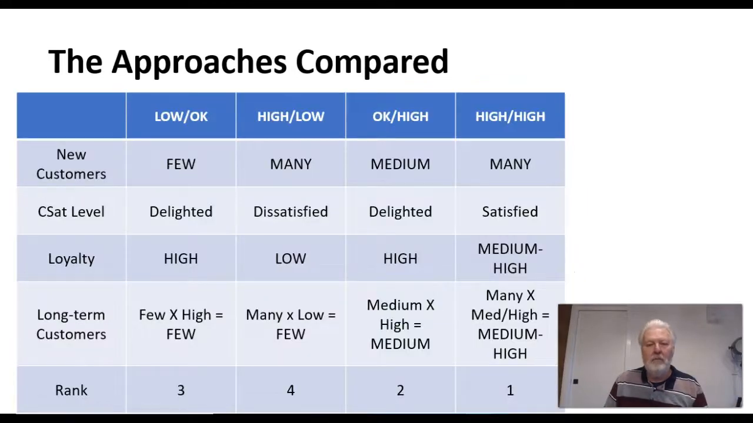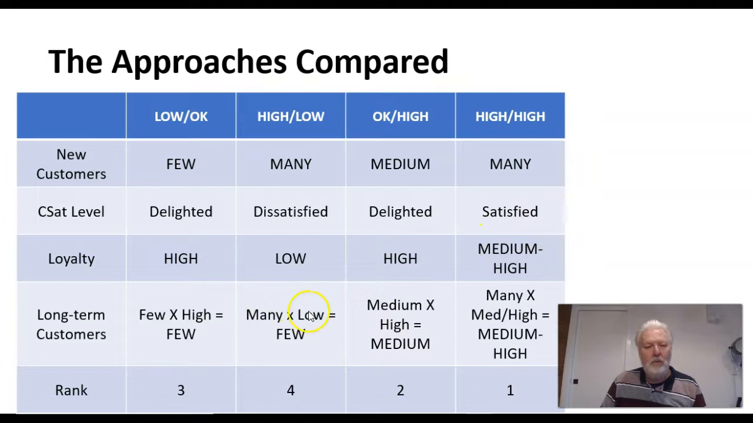So let's just compare the four approaches just to make sense of it. So this is the four I worked through in order. So the first one, few customers, because our expectations are low. Then we've got many, because we have high expectations. So the combinations: medium, many. Okay, we end up with delighted customers because expectations are low. Dissatisfied customers because of high expectations. Delighted again because we were medium, we were high, and then just satisfied.